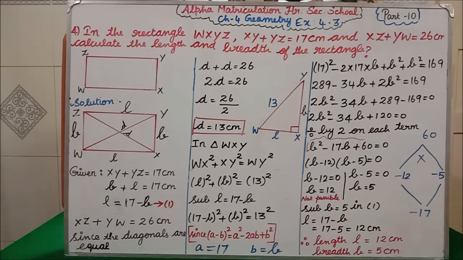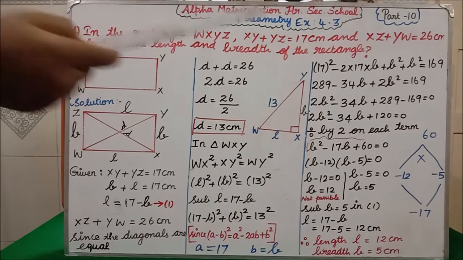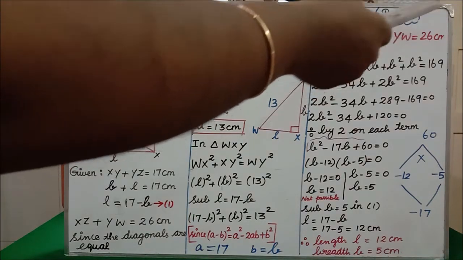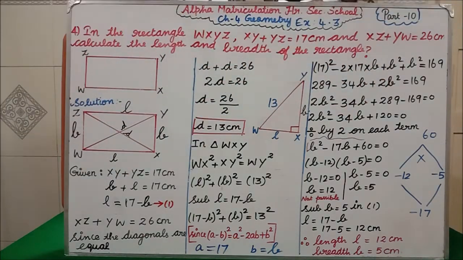Next, what condition have they given? XZ plus YW equal to 26 centimeter they have given. I am writing here: XZ plus YW equal to 26 centimeter.